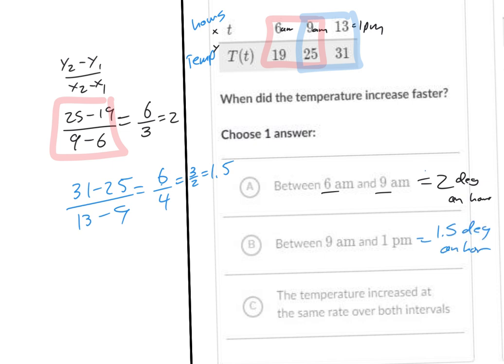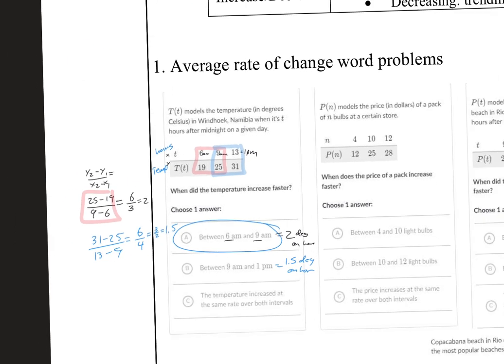So which one is more? This one is more. There's your answer. So let's just back up. How do I know what to do? Well, when did the temperature increase faster? Whenever they're talking about an increase, they're probably talking about a rate of change, and rate of change is really just slope, right? So that goes back to up here.